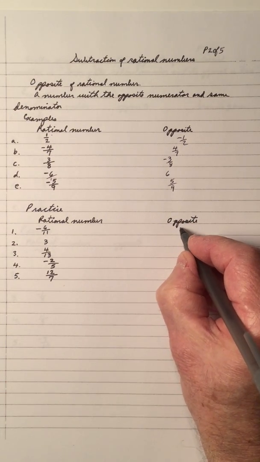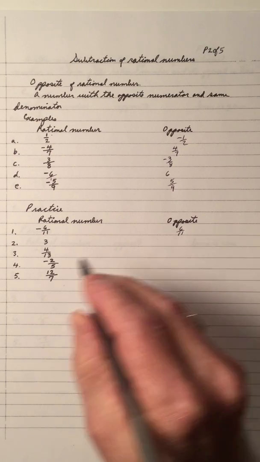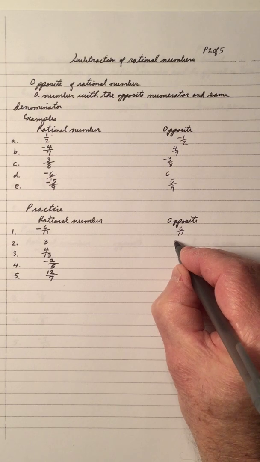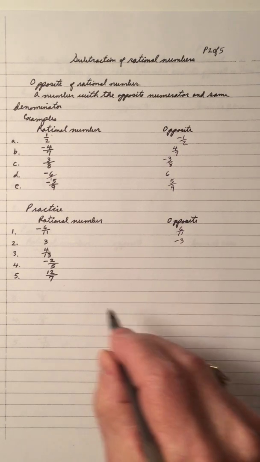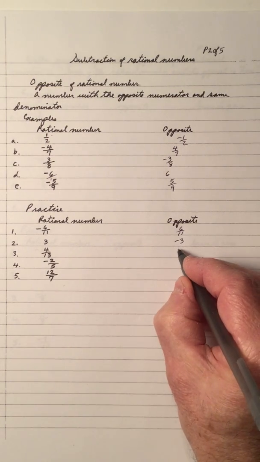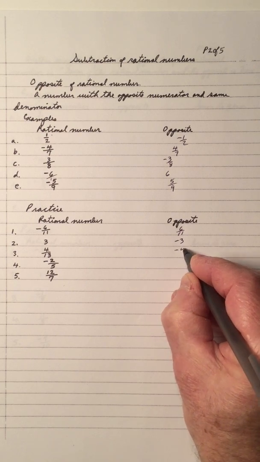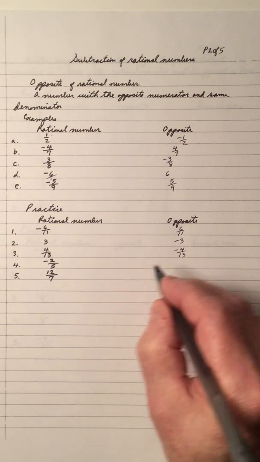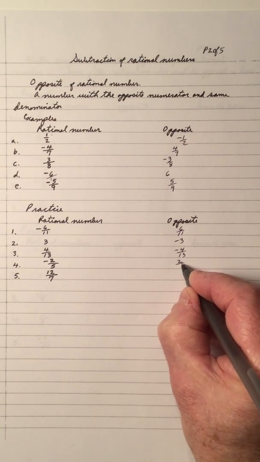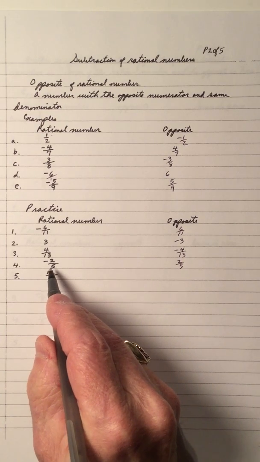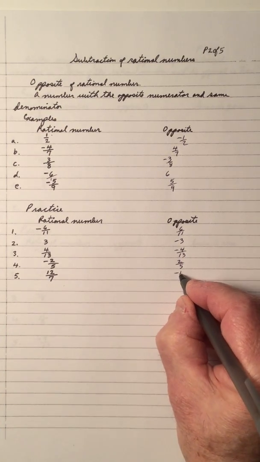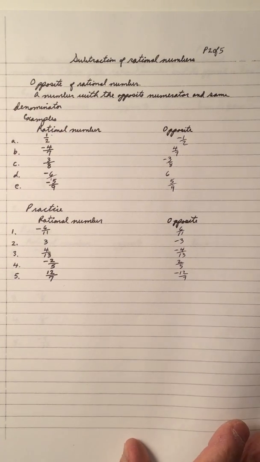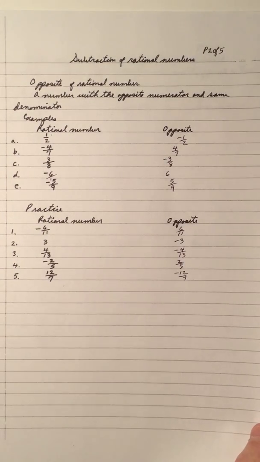Here we go. 6 over 11, the opposite is negative 6 over 11. Negative 6 goes to positive 6. 3, same as 3 over 1, so it's negative 3 over 1. 4 over 13, the opposite is negative 4 over 13. Negative 2 over 5, the opposite is 2 over 5. And 12 over 7, the opposite is negative 12 over 7. So you change the sign of the numerator and you keep your denominator.